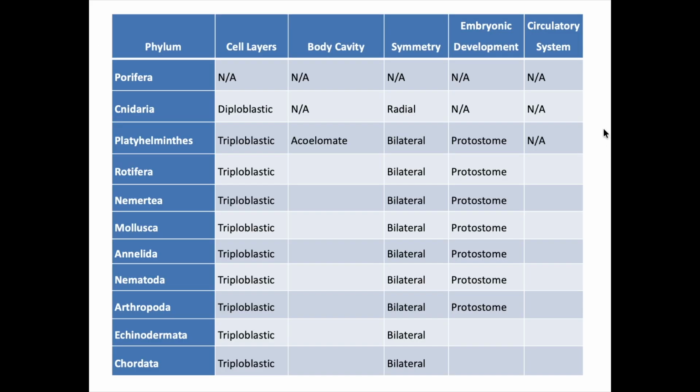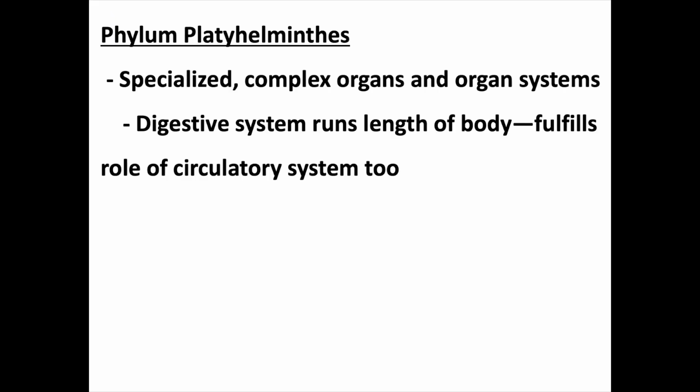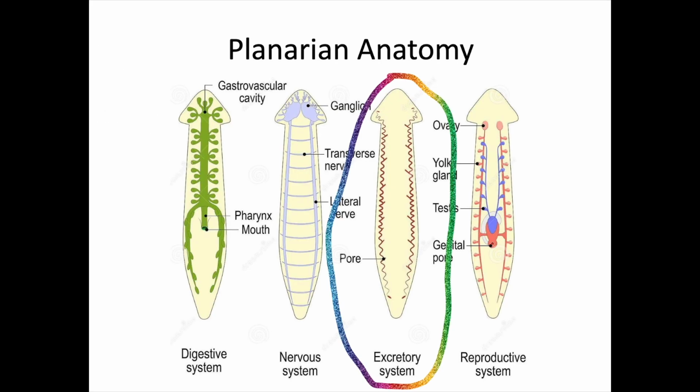As far as the table goes, I'm going to say NA for circulatory system. They do not have a dedicated special circulatory system, but the job is still getting done. It's getting done by the digestive system. And there's one more system to point out here, the excretory system. So you'll notice in their digestive system, there is a mouth, but there's no anus. So food comes in the mouth, and instead of going out at an anus, it goes out through pores that run the entire length of the body.